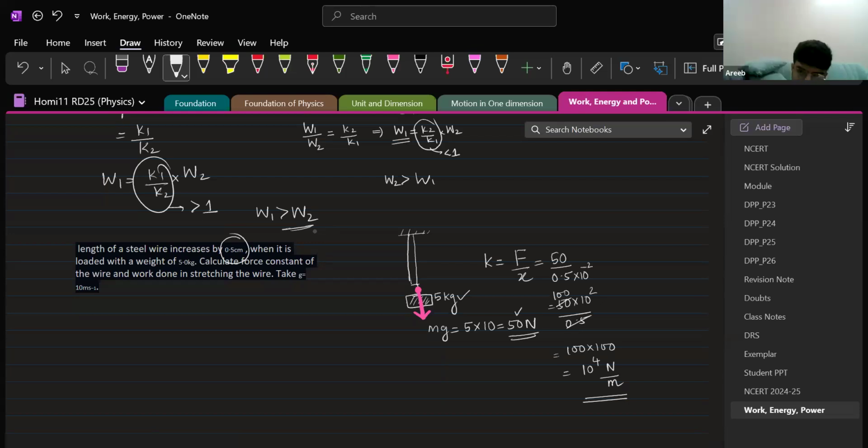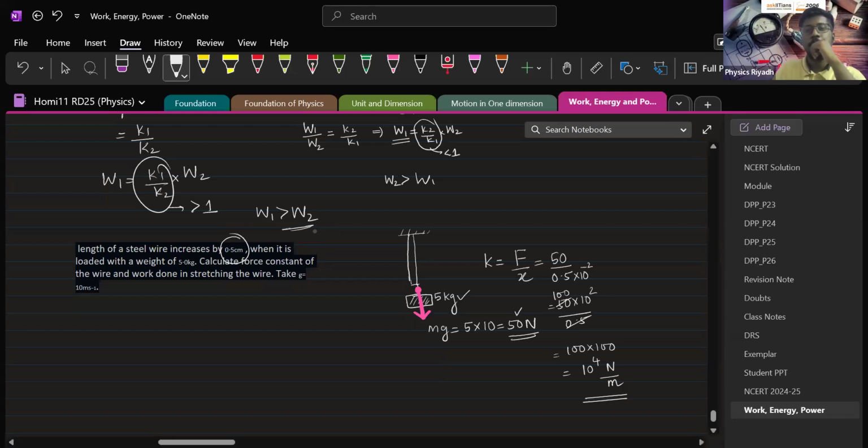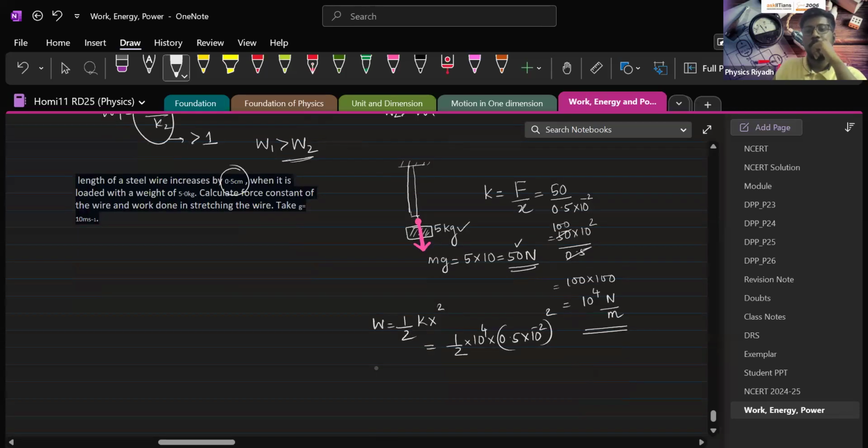Similarly, in the second, work done is 0.0125 joules. So work done can be calculated again using the formula. Work done is equal to half kx square, is equal to half k, which is 10 power 4, into displacement 0.5 into 10 power minus 2, whole square. So this is half into 10 power 4 into 0.5 square, 0.25 into 10 power minus 4.